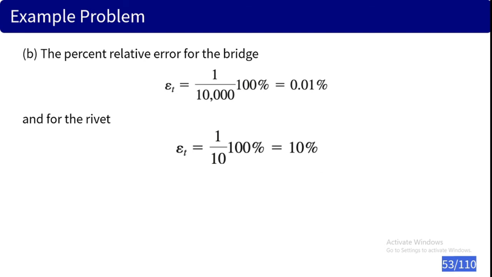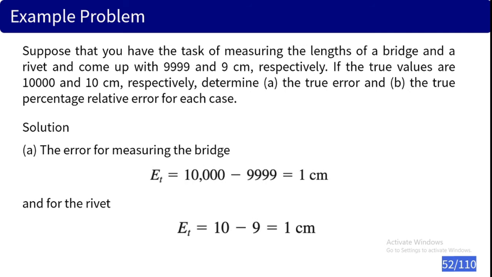Ang B is which will compute the relative error for the bridge. So for the relative error for the bridge, which is a percentage of the error with respect sa iyang true value or the exact value, 1 over 10,000 times 100% is 0.01%, while sa rivet is 10% ay mong relative error. Okay. So balik ta diri sa solution A. Okay, no? So pareha ang error nga nakuha na to sa measurement sa bridge o rivet. Okay. Ang error nga 1 cm, okay.